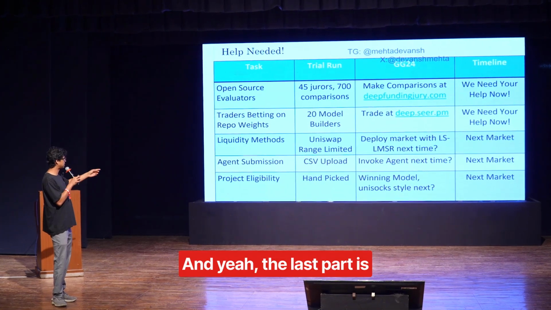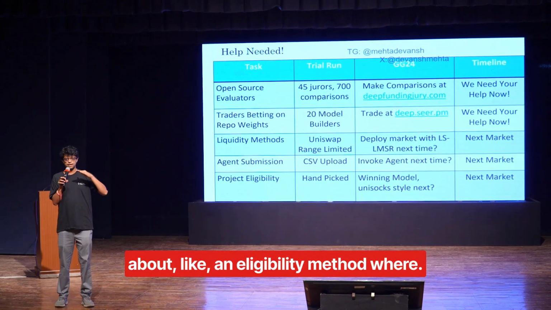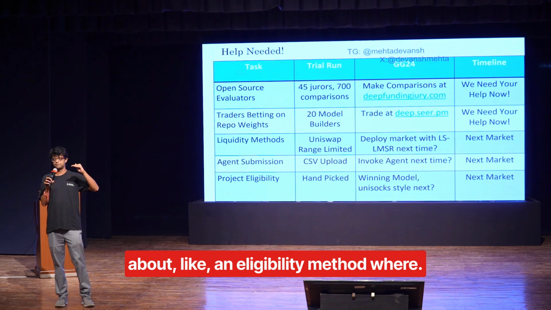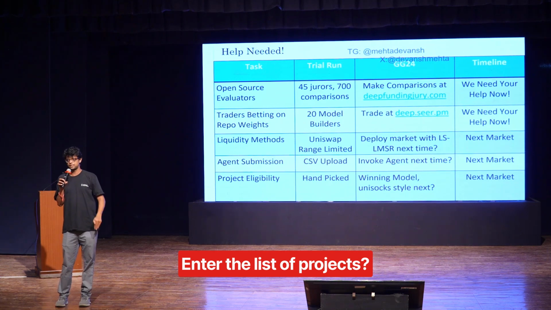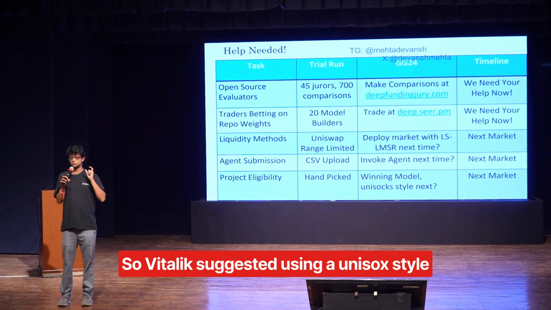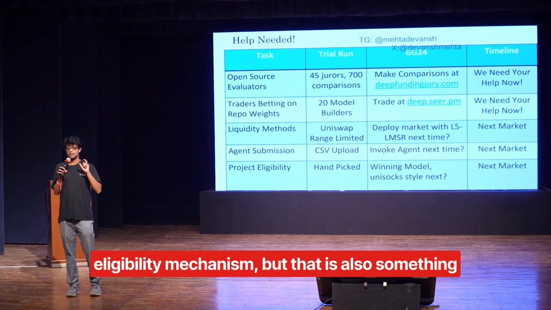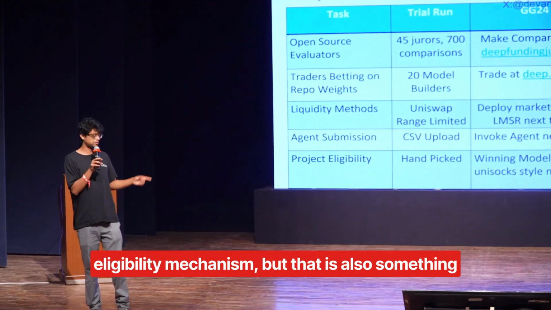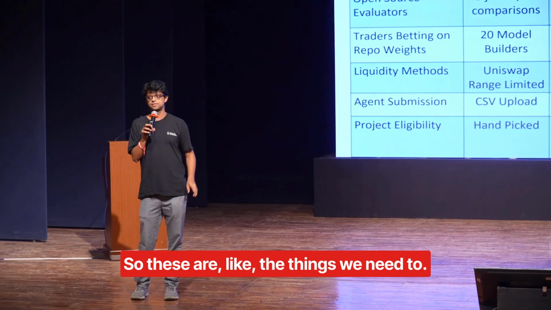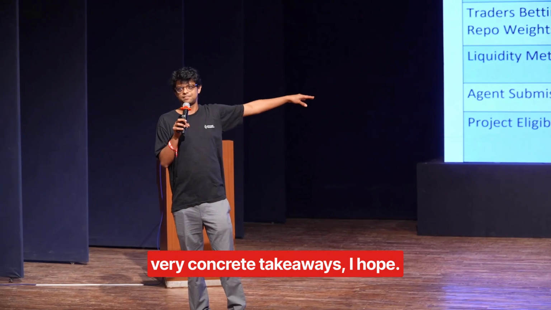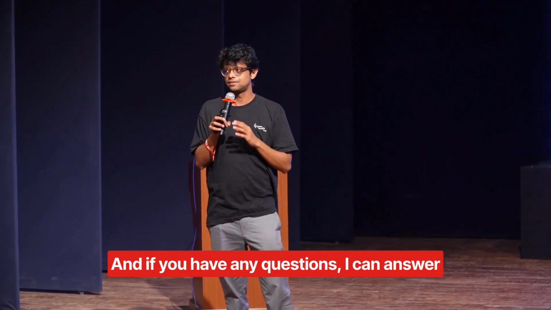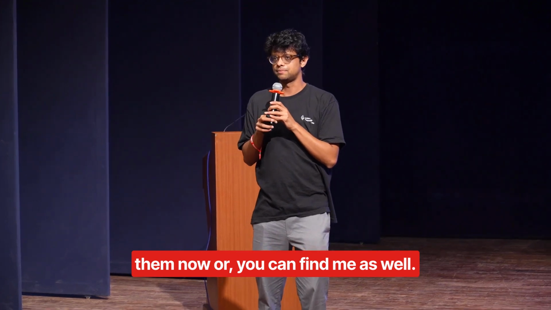And the last part is about an eligibility method, where how do you decide what can enter the list of projects. So Vitalik suggested using a Unisocks style eligibility mechanism, but that is also something I've not got to work on yet. So these are the things we need built. And yeah, so there are very concrete takeaways, I hope. And if you have any questions, I can answer them now, or you can find me as well.